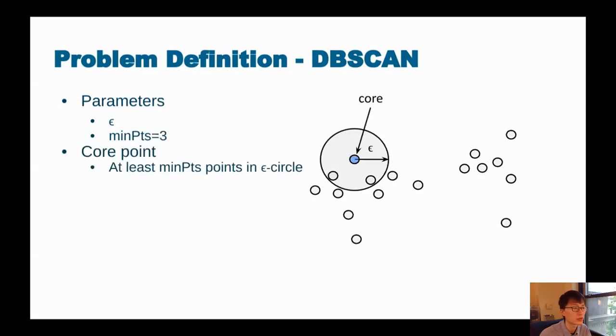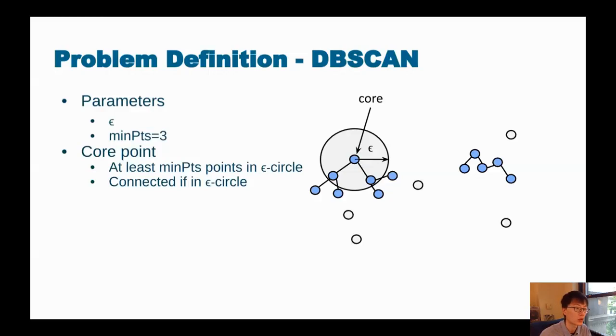Let's set minPts equal to 3 and go ahead and define core points. Core points are the points with at least minPts number of points in the epsilon circle. In the example, the point highlighted in blue has 3 points in its epsilon circle, so it qualifies as a core point. Now let us mark all the core points as shown in blue, and in addition, we connect 2 core points if they're within epsilon of each other.